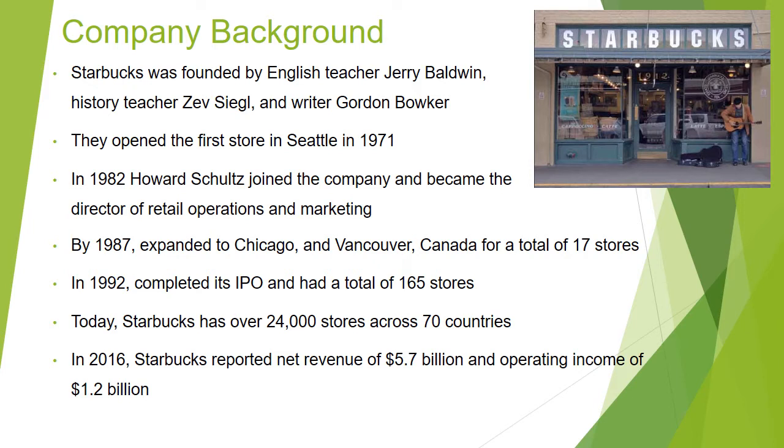Today, Starbucks is considered a premier roaster and retailer of specialty coffee in the world, with more than 24,000 stores in 70 countries. Starbucks reported a net revenue of $5.7 billion with an operating income of $1.2 billion last year. This type of success does not happen by luck. It requires a vision and strategy, which continuously aligns organizational objectives with its structure in order to grow.